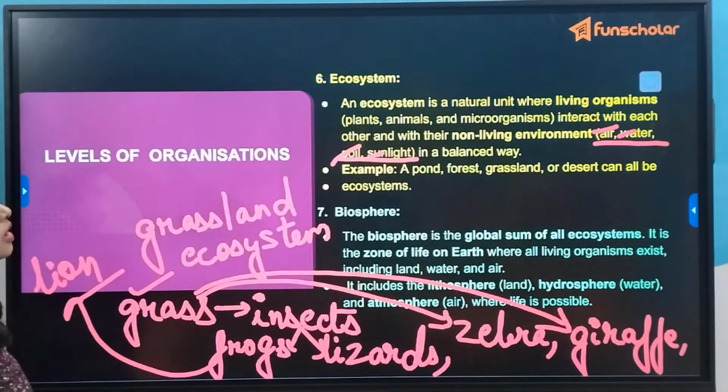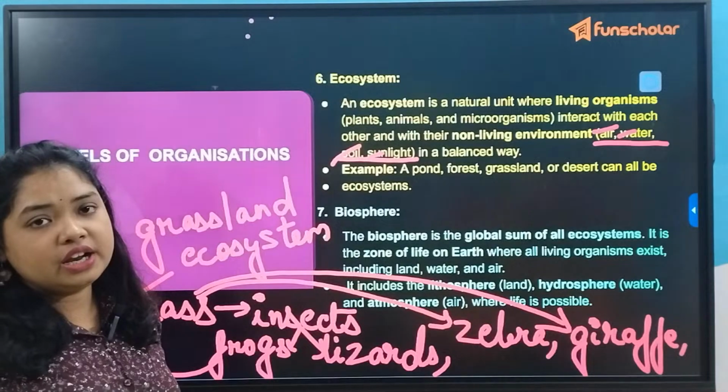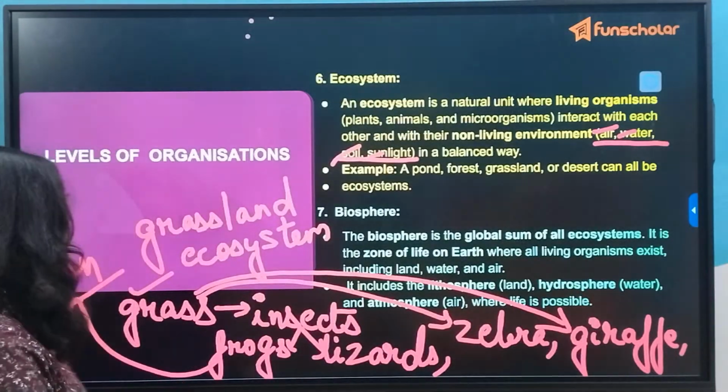So this was an example of how in an ecosystem both the biotic and the abiotic factors interact with each other and are dependent on each other.